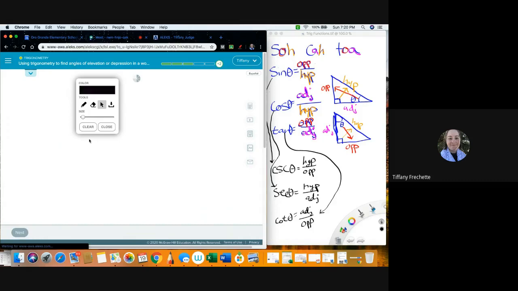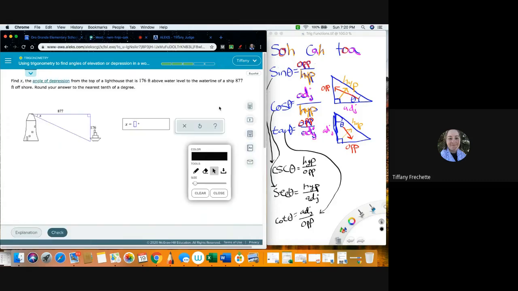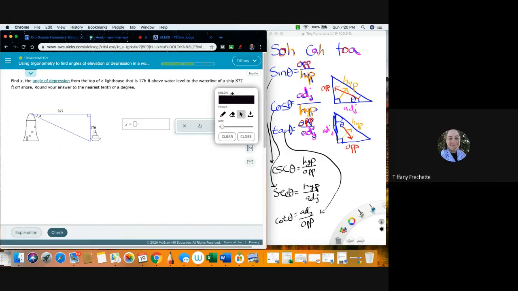Perfect. Let's do one more of these. Okay, so we have, oh, darn it. My pen tool's arguing with me. Find x, the angle of depression from the top of the lighthouse that is 176 feet above water level to the waterline of a ship 877 feet offshore. Round your answer to the nearest tenth of a degree.